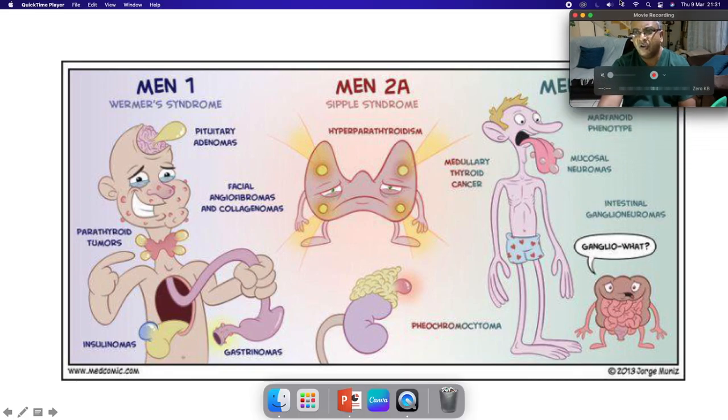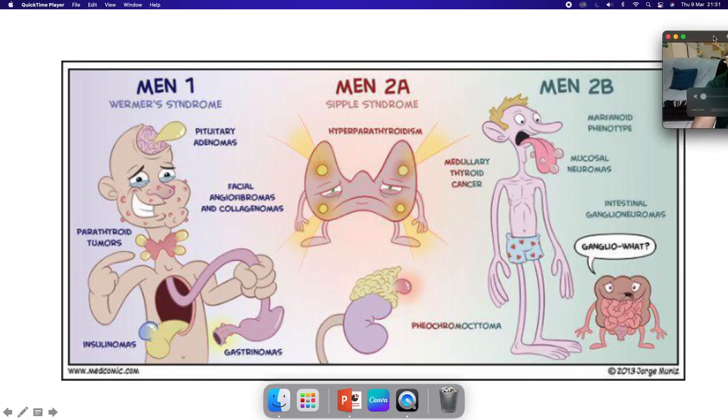Thank you to makecomic.com, which shows us the MEN syndromes. This is just a fun diagram here. So we know there's MEN 1 and MEN 2A and 2B, right? MEN 1 is called Wermer syndrome. That often encompasses pituitary adenomas together with parathyroid tumor and pancreatic tumor, the three Ps. And those pancreatic tumors can be insulinomas, gastrinomas, etc.